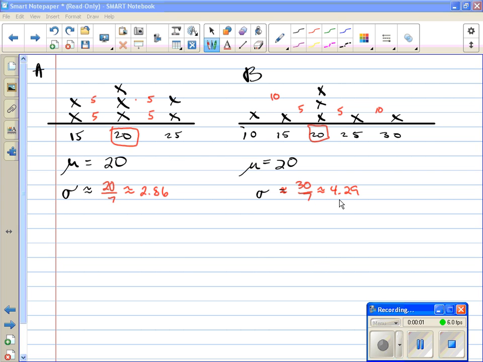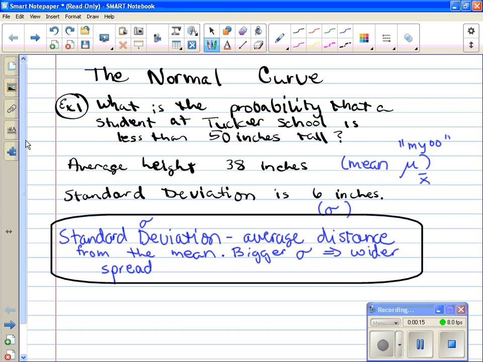Here we are. This is just a quick demonstration of how you would calculate standard deviation. You don't actually have to do that for any of these problems, but I want you to understand what it means. Again, the higher your standard deviation, the more spread out your data is. So let's come back to our problem.